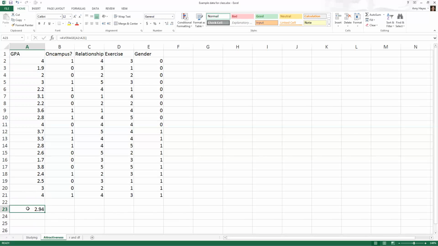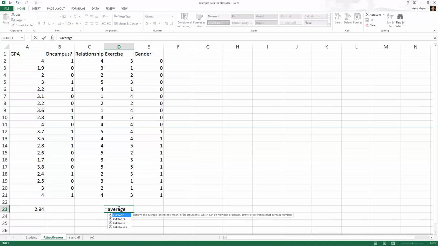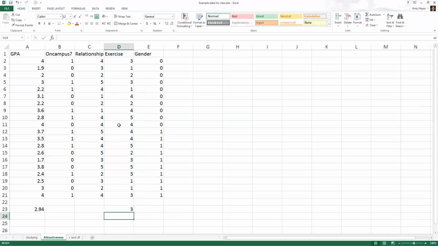So any kind of variable you have that's interval or ratio, so this is the number of days a week that people exercise, you can get the average for that. So average, don't forget that equal sign, highlight the numbers you want to get the average for, close parentheses, boom. Okay, so that tells me on average people in my study exercise 3 days a week. So get the mean for any variables that it makes sense to get the mean for.